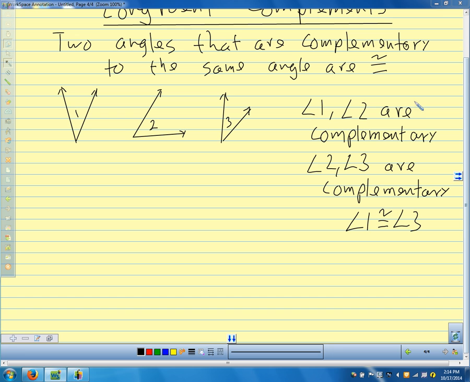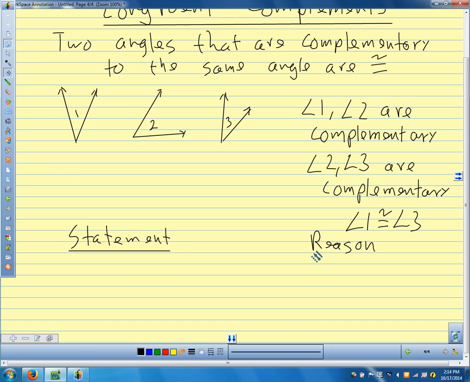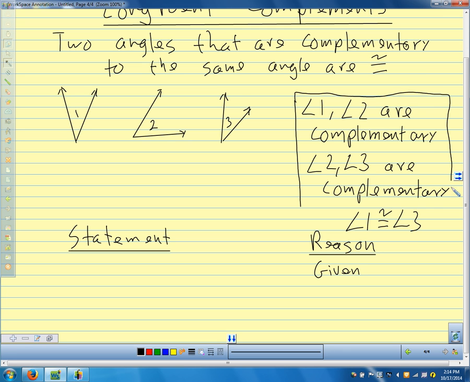This one is a lot like the last one we did. So statement and reason. I'm not going to rewrite this piece, so let's just draw an arrow so we don't have to rewrite all that stuff. So that's going to be our given. So our given is this box, and our first statement is going to be that.